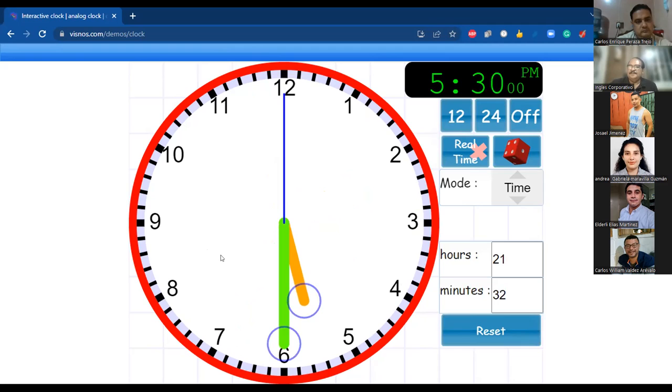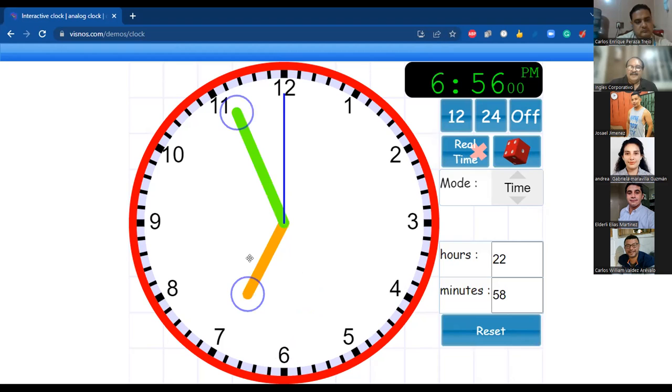What time is it? Five thirty. It's 5:30. Yes, that's correct. Okay, it's 5:30 or it's half past 5. No problem. Good. Okay, so this is the time.